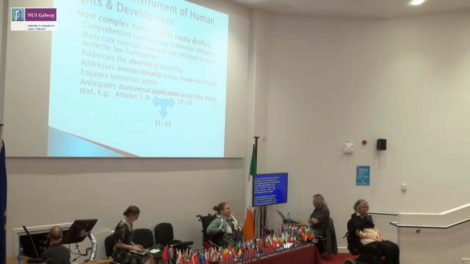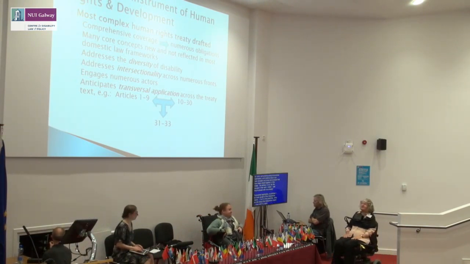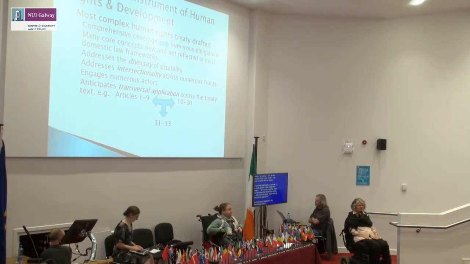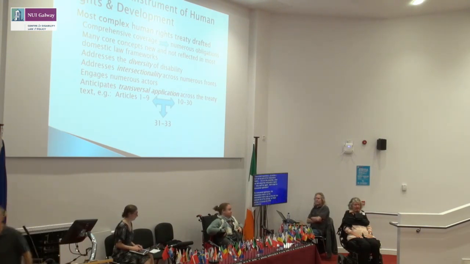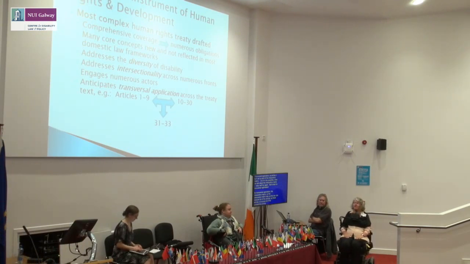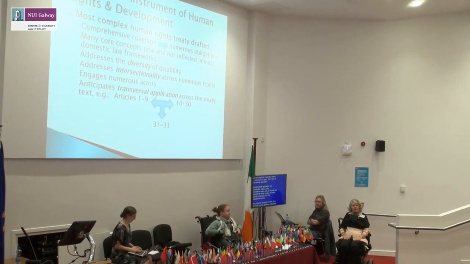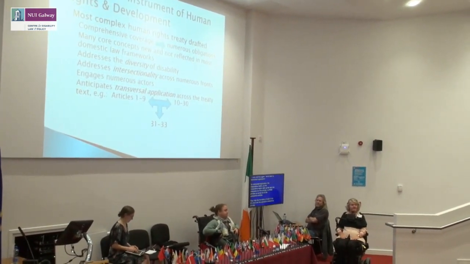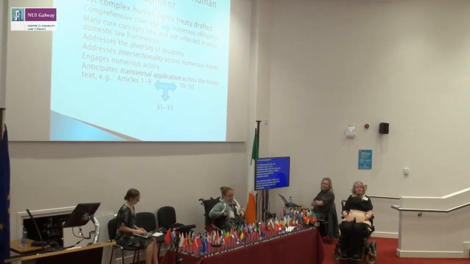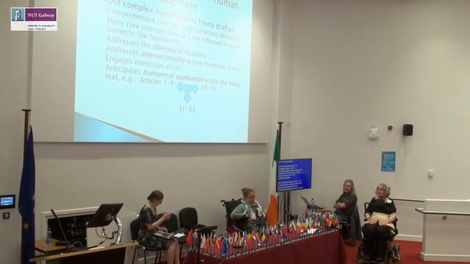Okay, try again. We're back to transversal application. So transversal application, the interpretive matrix. The interpretive matrix sets up the way you interpret all of the articles. So these articles cut across all of the substantive articles. They help the formation of both 10 to 30, which are the operative substantive articles, that tease out the core fundamental rights and also the measures, implementation and facilitation measures.